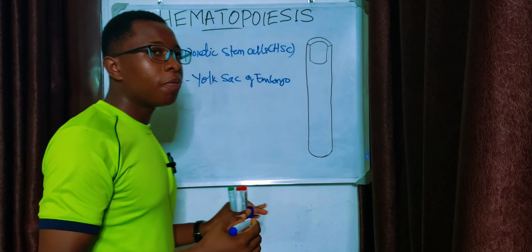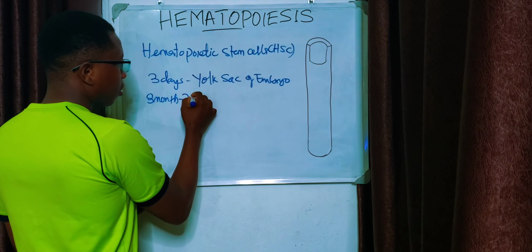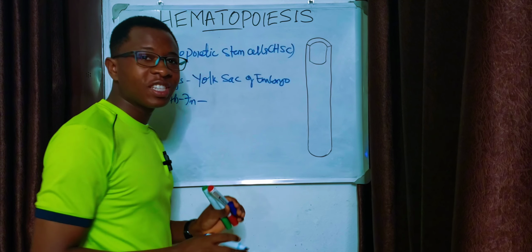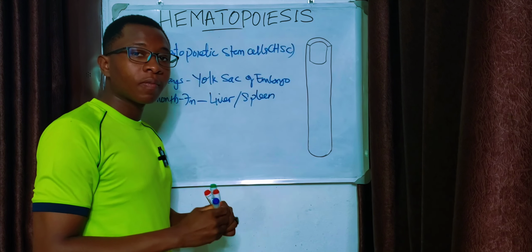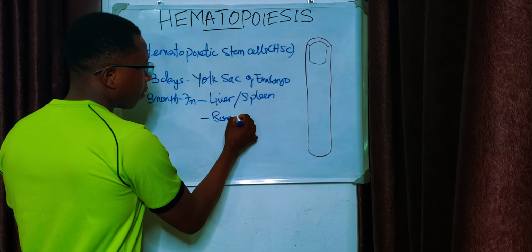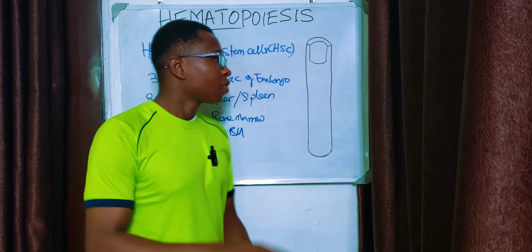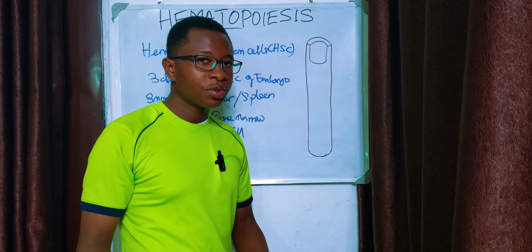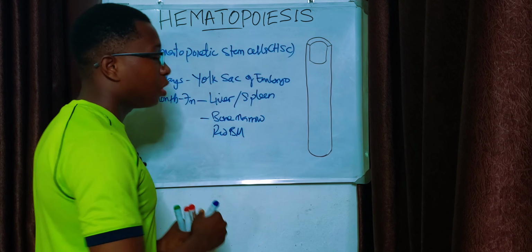Now, from about 3 months to around 7 months, the hematopoietic stem cell production moves from the yolk sac to the liver and spleen, and subsequently, as we grow, it moves to the bone marrow, more precisely the red bone marrow. This production in a full-fledged human is relegated to the axial skeleton, so the flat bones, the sternum, the vertebral column, and the rest. So this is where the blood cells are produced.